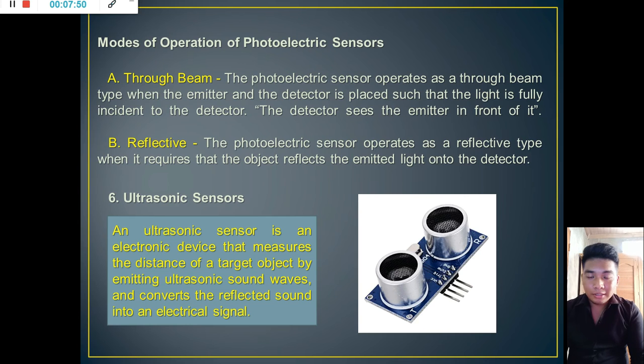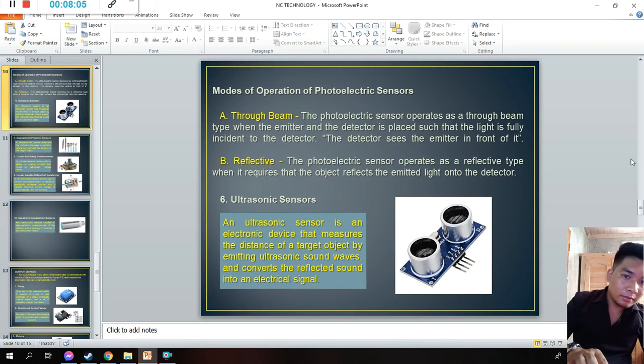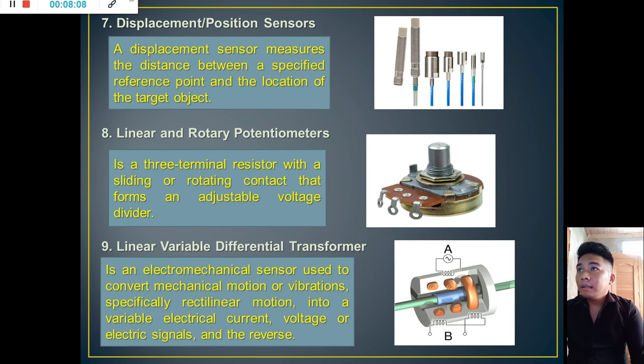So number 6 is the ultrasonic sensor. This sensor is commonly used in factories, so it can detect the weight and the size of the product. So it detects and rejects, so it triggers displacement position sensor. A displacement sensor measures the distance of a specified reference point to the location of a target object. So it measures the distance of the object that is being detected.